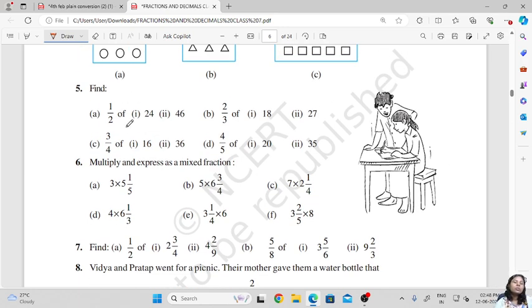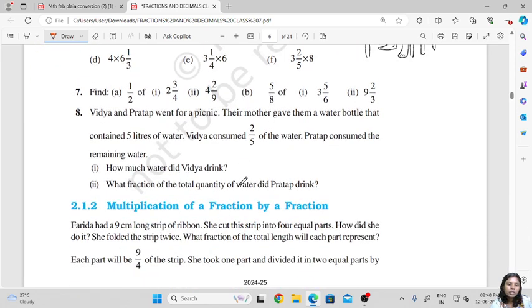This we already know. If it is 'of', it means multiply. So if we have 1 by 2 of 24, I can cancel this out. 2 ones are 2, 2 twos are 4. So we'll get 12 here. Similarly, we have to solve all of these problems.